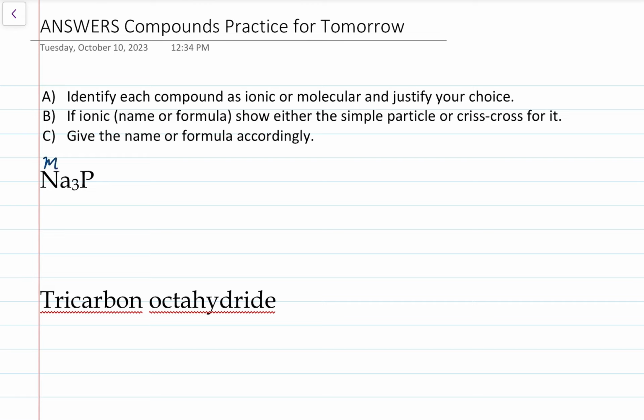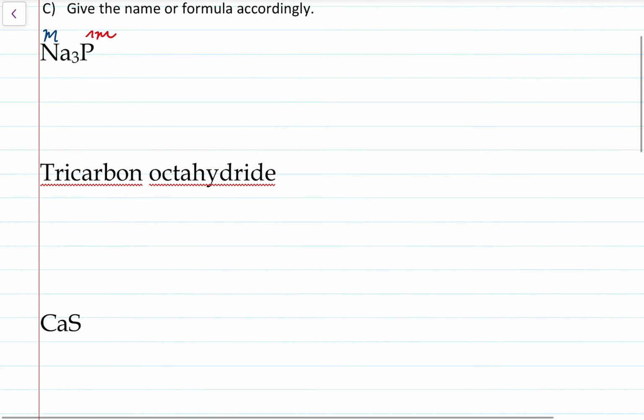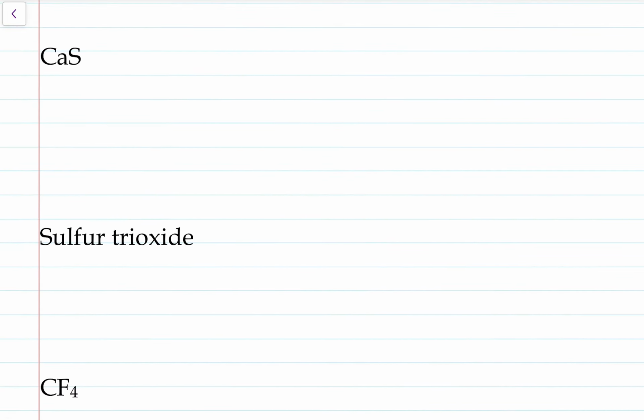Okay, so the first thing we're going to do is look at which ones are metals and non-metals, and that'll help us make our decision as to whether something's ionic or molecular. So sodium and phosphorus are a metal and a non-metal. Carbon and hydrogen are both nonmetals. So that's going to be molecular, right? Calcium and sulfur. Well, calcium we know is a metal, and sulfur is a nonmetal. And if tomorrow you just want to write nonmetal as NM and metal as little m, that's cool by me.